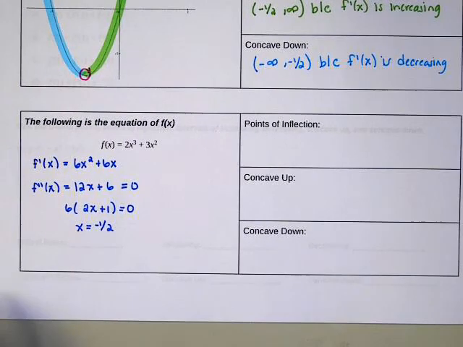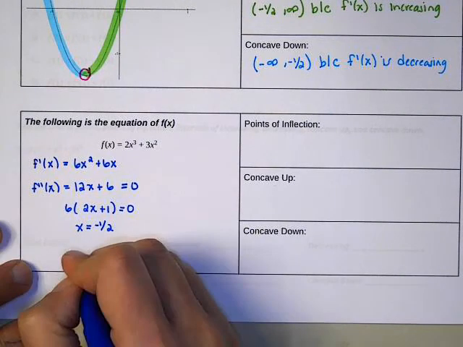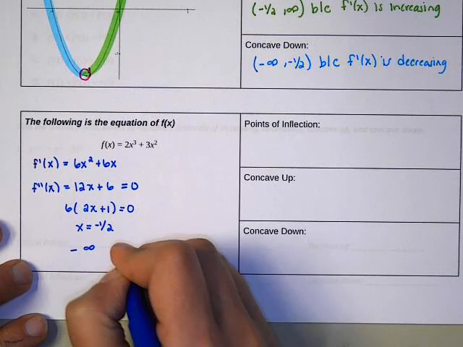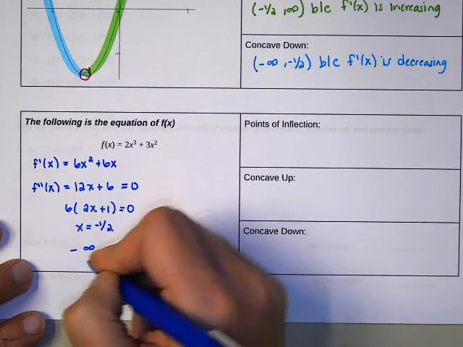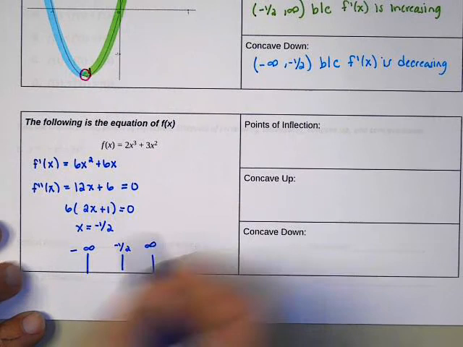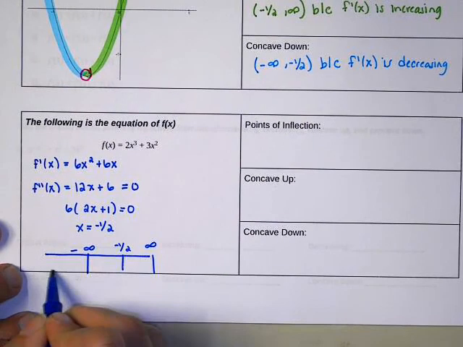Which means if I solve this, I get negative 1/2. Now, just like in the past, we made a chart where we had the signs of our first derivative in the chart, we're going to make another chart, but we're going to be looking at the sign of the second derivative here, because concavity corresponds to the second derivative sign.